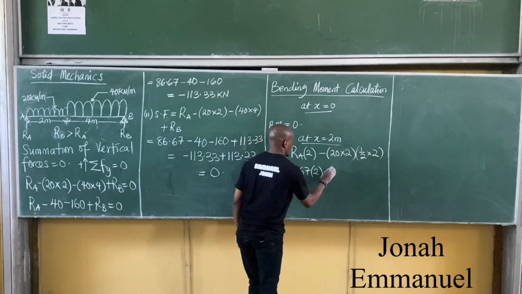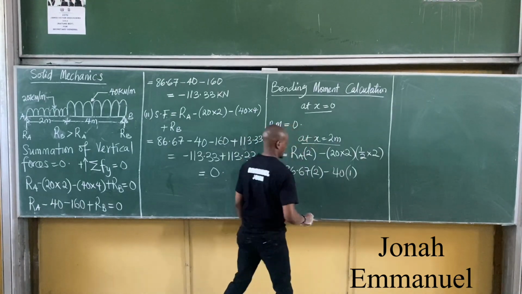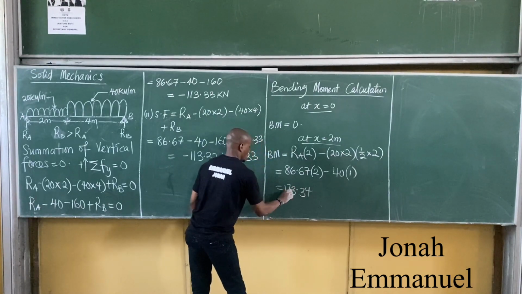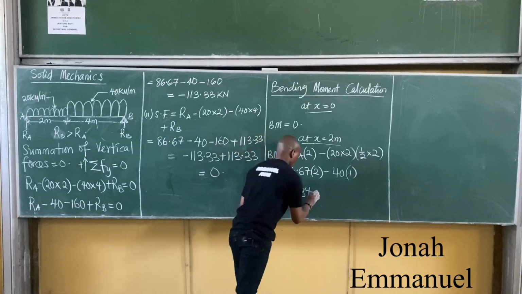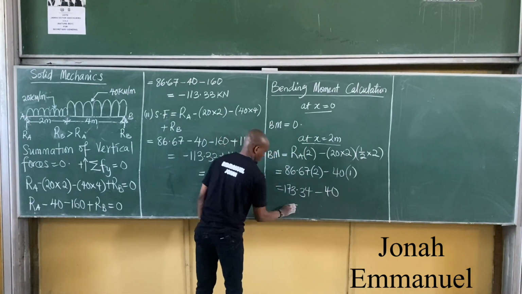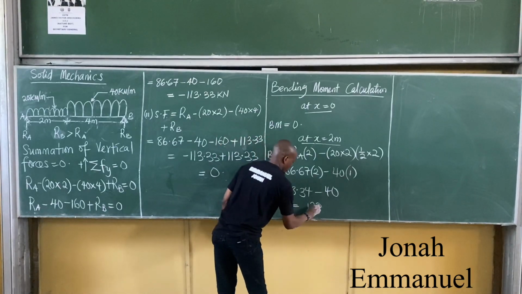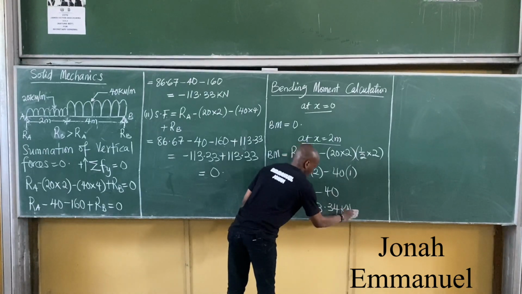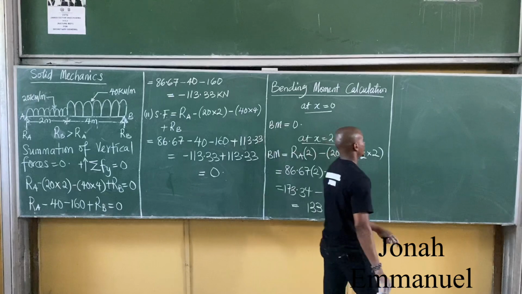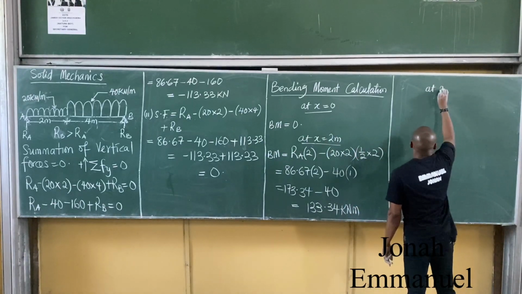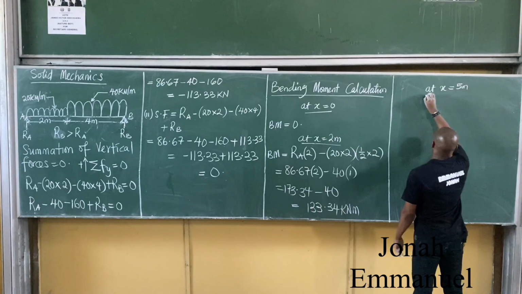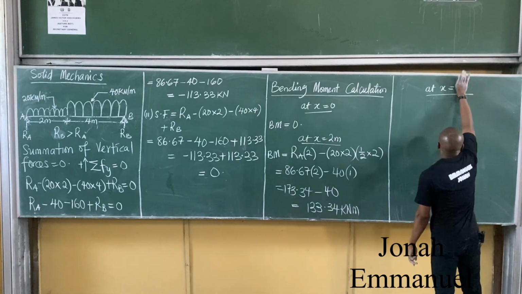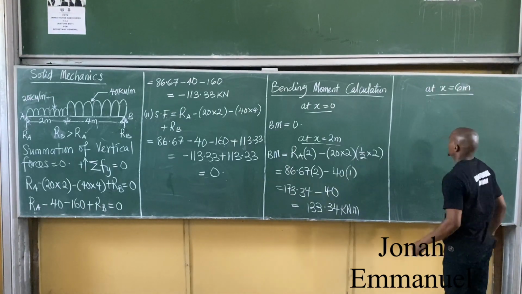So it's now equal to RA, 86.67 times 2 minus 40 times 1. That gives you 173.34 minus 40. This mean value is 133.34 kilonewton meter. Finally, at x equal to what there? 5 meters. 6 meters. X equal to 6 meters.